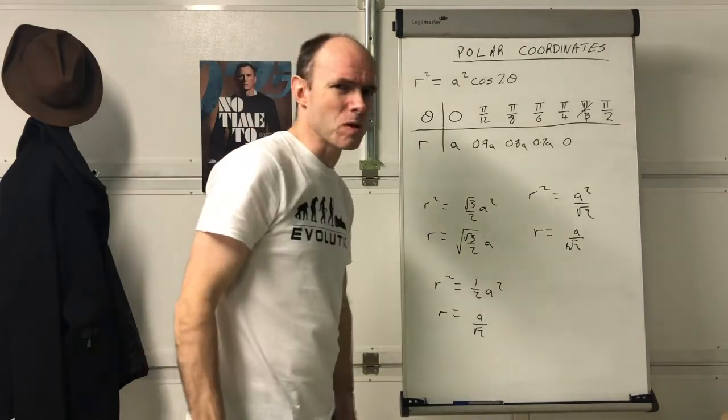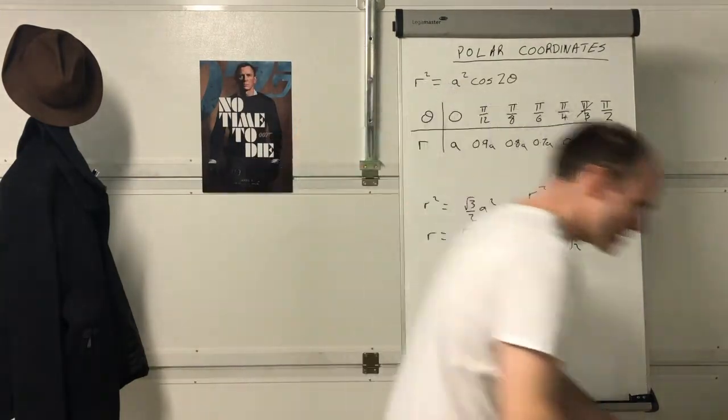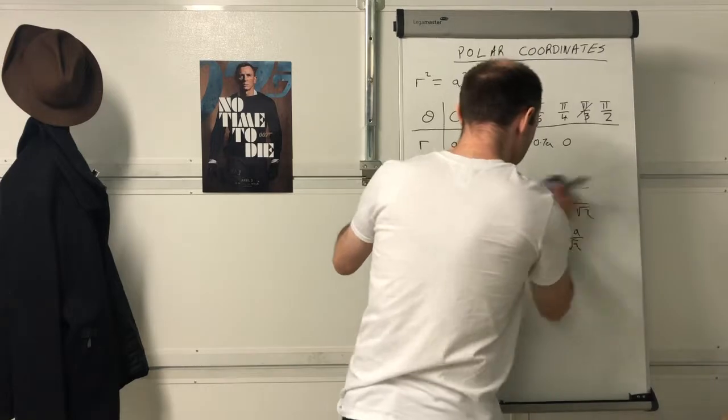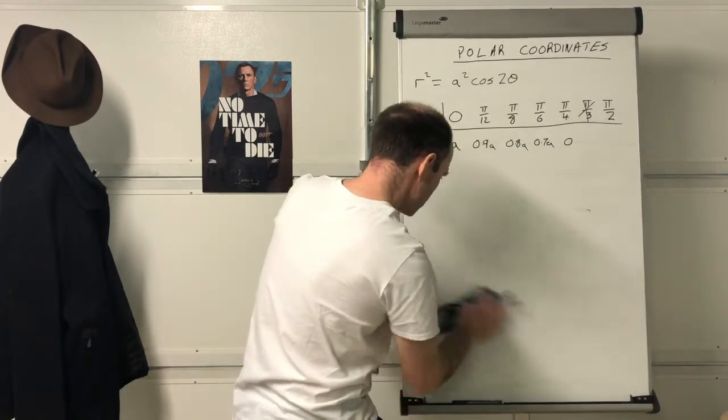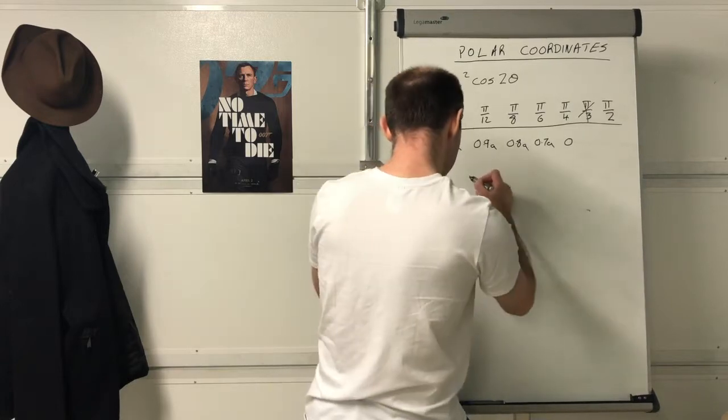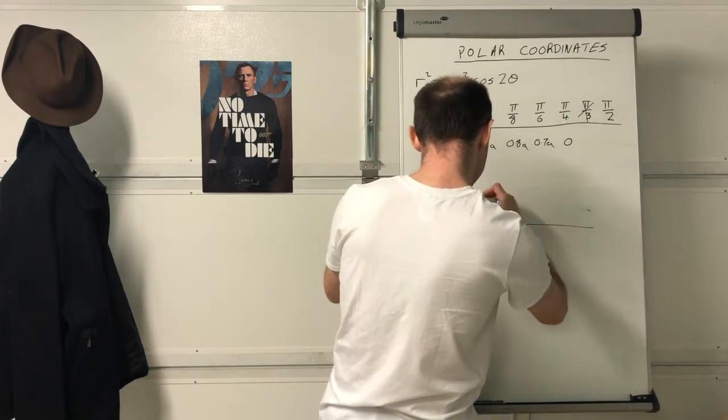Are there any other values that won't be possible? Well, let's just think about this, shall we? Okay, so here we go. Let's just look at the cosine graph. Looks like this, of course.